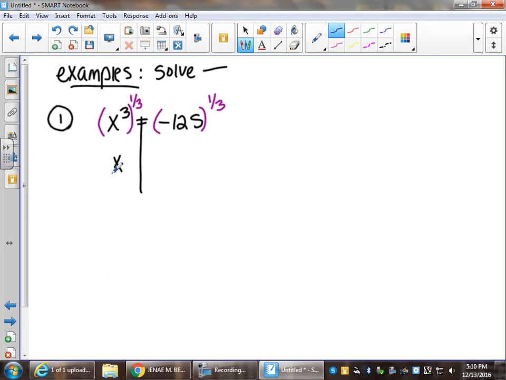So now I have x equals, we should recognize 125 from our chart. We can rewrite negative 125 as negative 5 to the third power. And it's still being raised to the 1/3. I haven't actually done any math. All I did was rewrite negative 125 with a smaller base. 3 times 1/3 is 1. My answer is x equals negative 5.